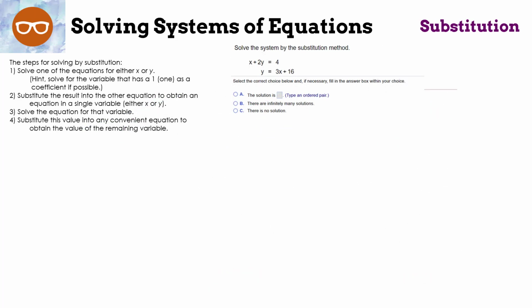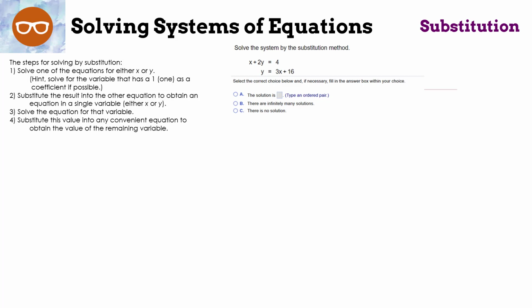The first one we're going to do is called substitution. So we're going to solve the system of equations using substitution. Now we have a couple of steps here. First, we're going to solve one of the equations for either x or y. And what we're looking for is a 1x or a 1y to solve. Then we're going to substitute the result into the other equation, and then we're going to solve for whatever variable we have left, and then substitute that answer back into one of the equations.